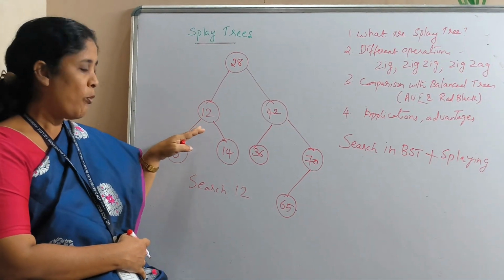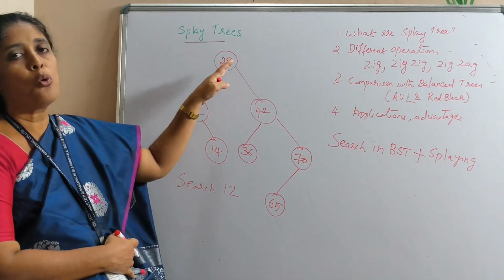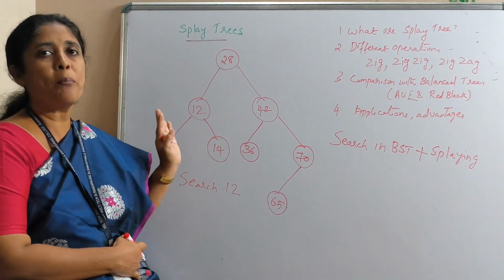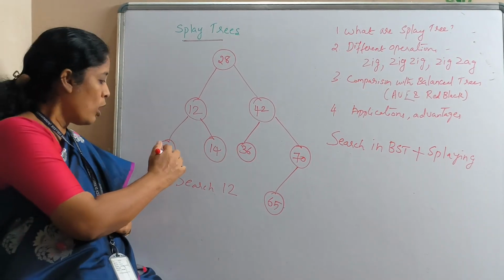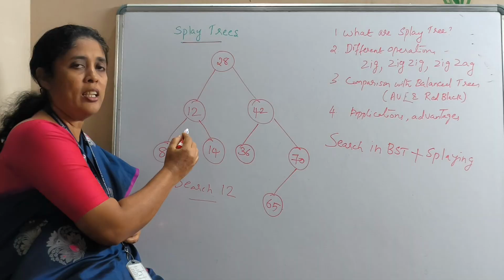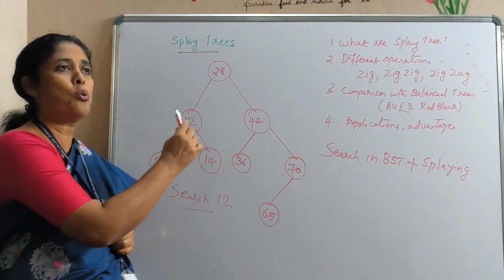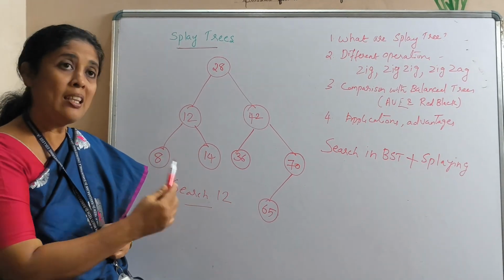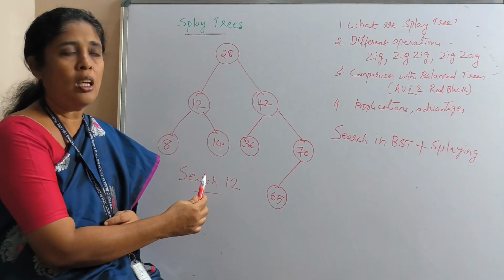So once we identify the element, we have to bring that element to root position. That is what is called splaying, and only then is the operation over. So that is what is called a SPLAY tree. Now when we search for 12, it is on the left side. So how do you bring this element to the root? Here, as we do in a balanced binary search tree, we are going for rotations only.